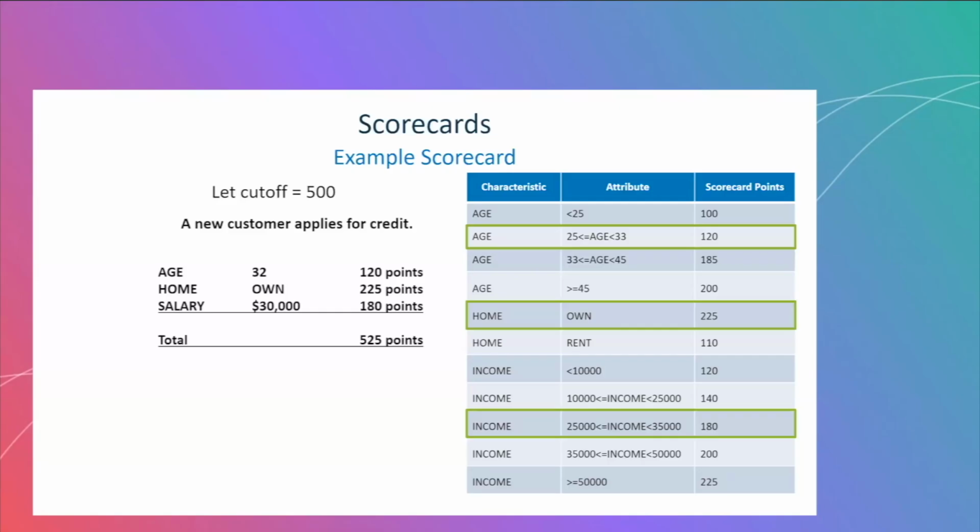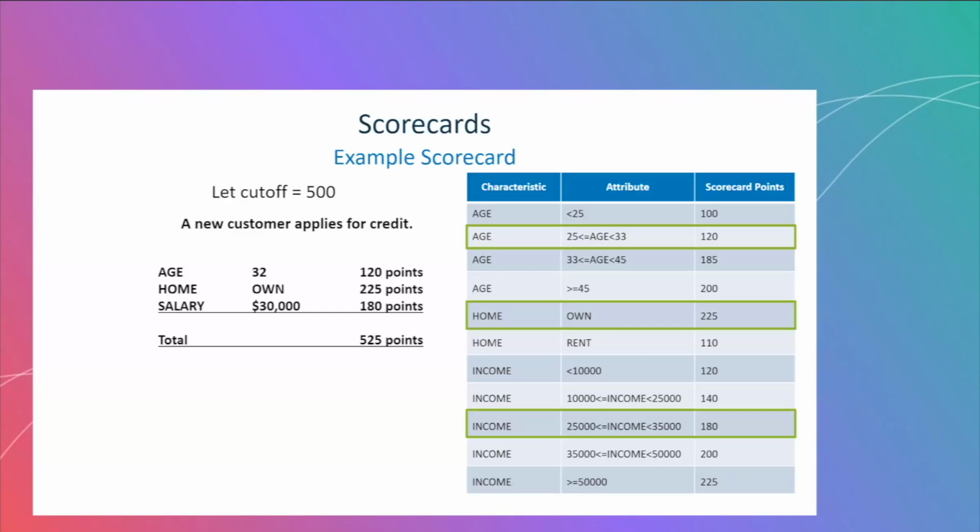So let's say a person with an age less than 25 gets 100 points, age between 25 to 33 gets 120 points, and so on: 100, 120, 185, 200. Those are the points we have allocated for the different ages. Now, whenever a new applicant comes, we simply look at his age. In this case, the age is 32, which belongs to the second bucket, and therefore he gets 120 points first. From a house point of view, because he owns a house and is not staying in a rented apartment or house, he gets an additional 225 points.